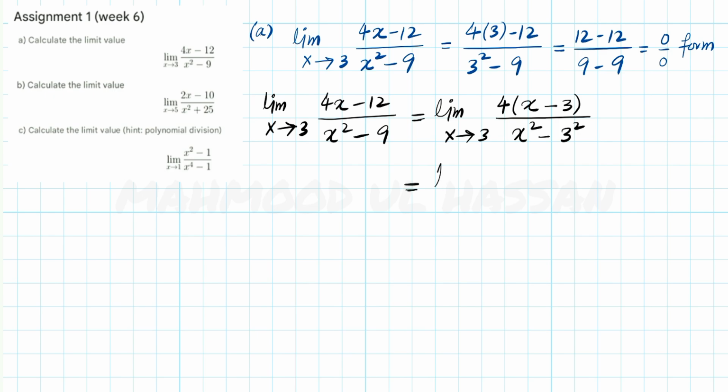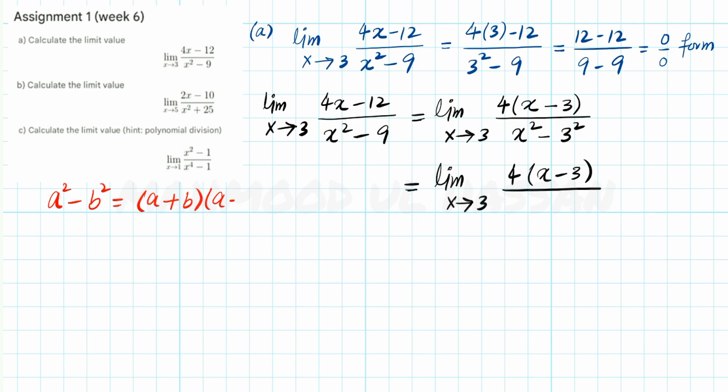Okay, so now again the limit x approaches to 3, and here we have 4 times x minus 3 over, we have to use a formula here, and that is that a squared minus b squared can be written as a plus b times a minus b. So here instead of a we have x, and instead of b we have 3. So this x squared minus 3 squared can be written as x plus 3 times x minus 3.